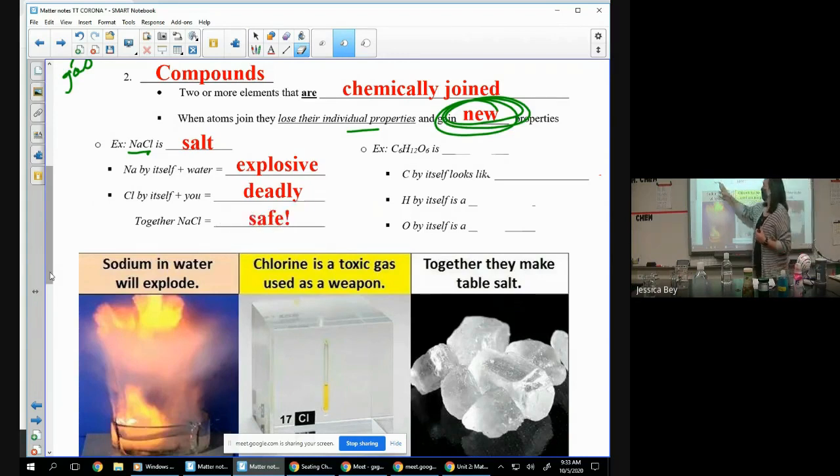But together, they're safe. So together, sodium chloride is safe and delicious. You put it on your French fries, okay? But sodium by itself is deadly. Chlorine by itself is deadly. But once it makes a compound, it is safe, okay? Same thing with sugar. I don't have sugar up here, but sugar is C6H12O6 when it's monosaccharide.